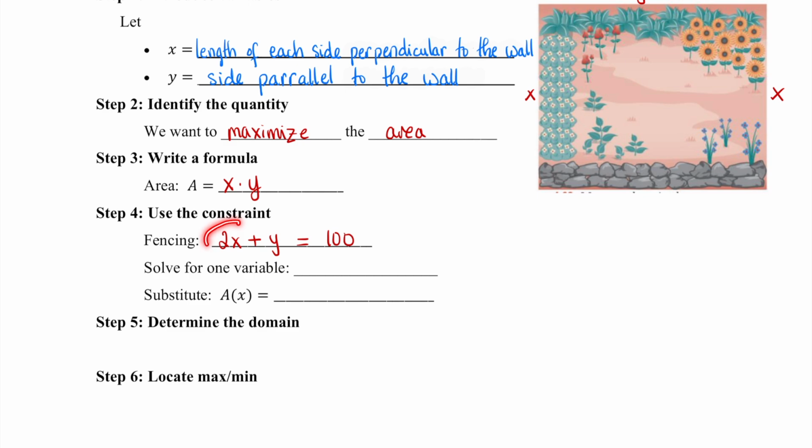From here, we are going to solve for one variable. It doesn't matter if you solve for x or y, just pick one and solve for it. In this case, I'll solve for y because it's easier. So to isolate y, I subtract 2x from both sides. So I have y equals 100 minus 2x.